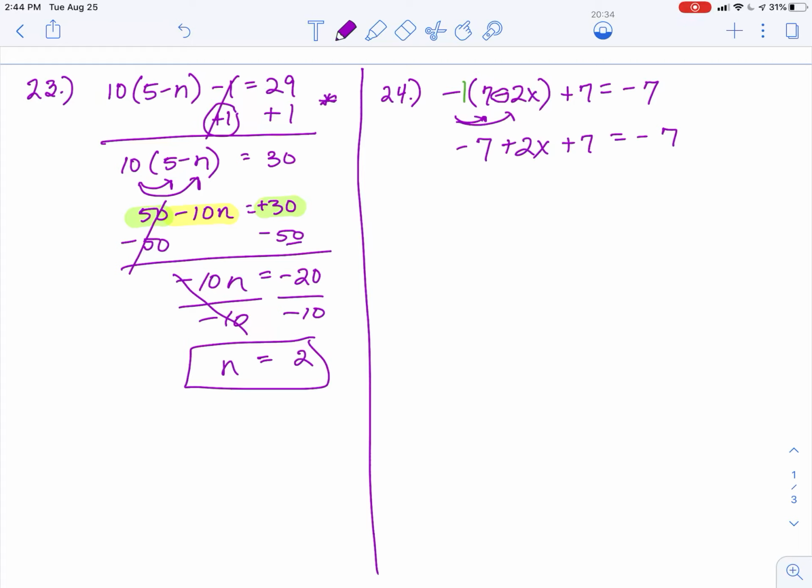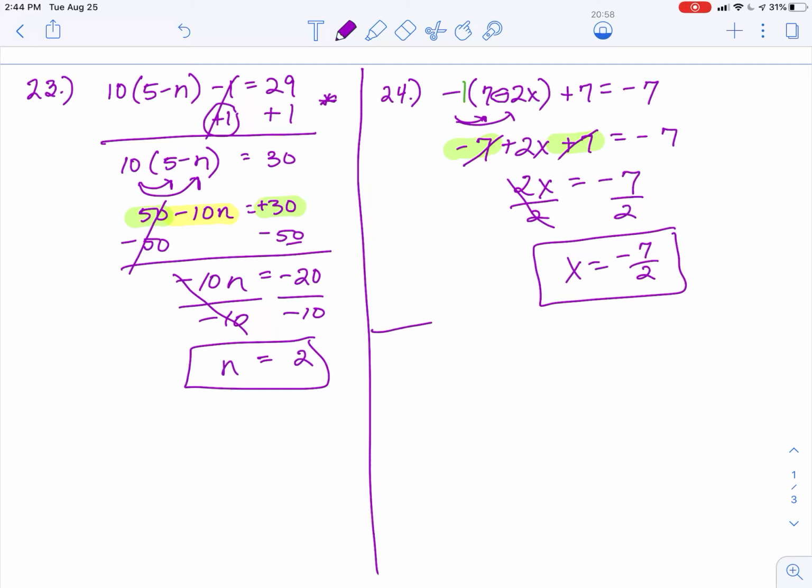The good thing is, either way, look at what happened here. I ended up with two constants, which are a negative 7 plus 7. Well, what does that look like? That becomes 0, doesn't it? So really, they cancel out. And I'm left with 2x equals negative 7. I divide both sides by 2, and I end up with x equals negative 7 halves.